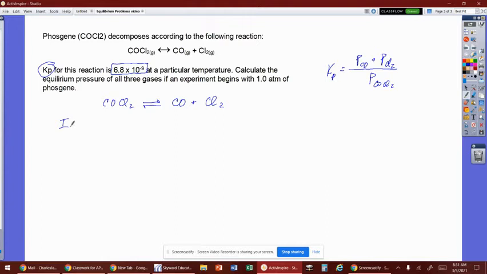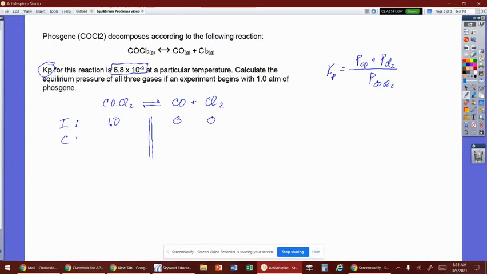My initial concentration, if I have 1 atmosphere, and I just misspoke, I shouldn't have said concentration, my initial pressures, because this is a pressure-based equilibrium, my initial pressure of phosgene is 1.0 atmospheres. And I don't need to write the units because I would be writing them over and over again. I'm going to write my double line here to separate my reactants from products. And if I started with 1 atmosphere of phosgene, that means that I started with none of these guys yet.